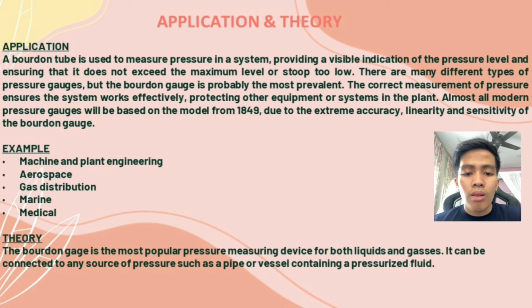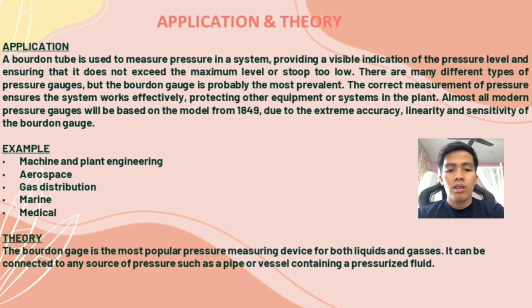Almost all modern pressure gauges are based on the model from 1849 due to the extreme accuracy, linearity, and sensitivity of the Bourdon gauge. This kind of experiment is widely used in the industry field, for example, in machine and plant engineering, aerospace, and gas distribution. It is used to check the pressure inside the pipe. Next is marine. The last one is medical. Now we go to the theory.